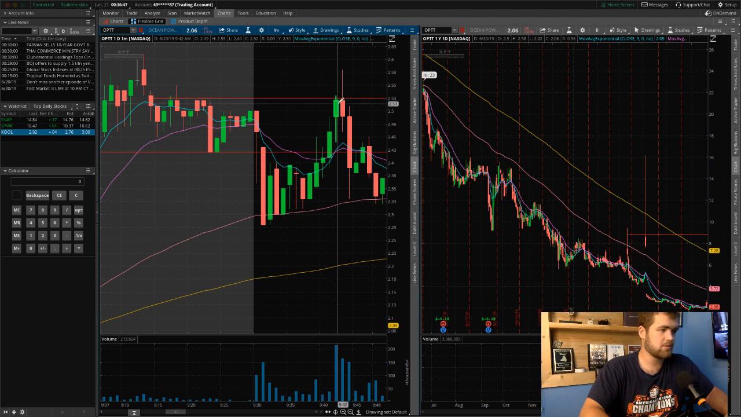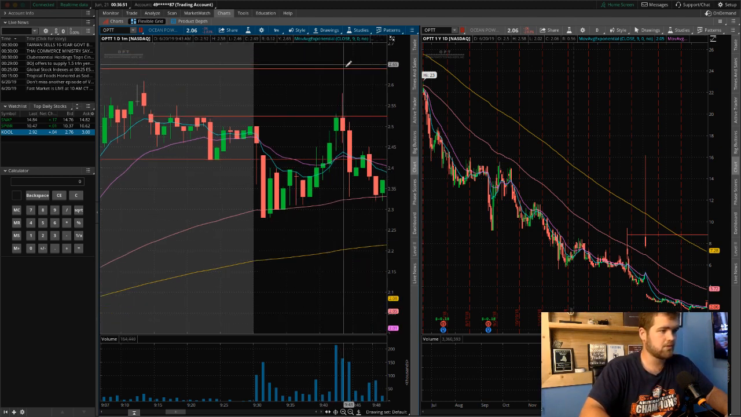Same thing, we have a ton of false breakouts, but nothing over those highs. So realistically, we probably wouldn't have done this one, a gap and go. Maybe a little support bounce here.